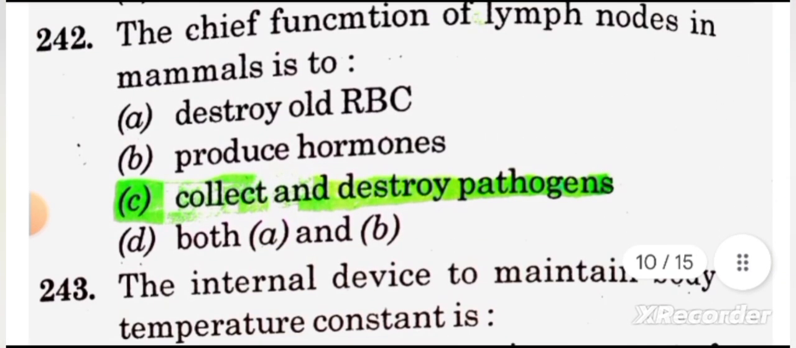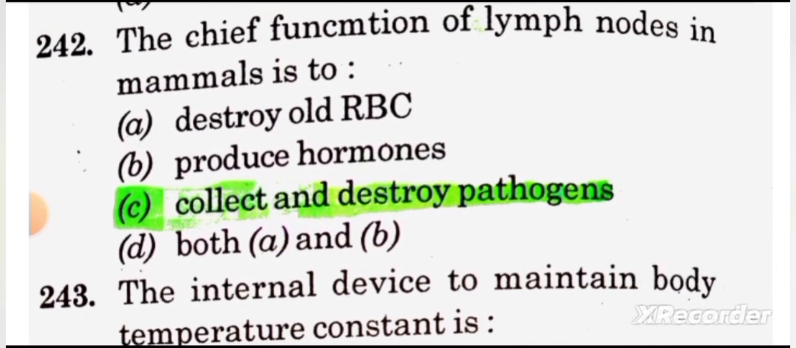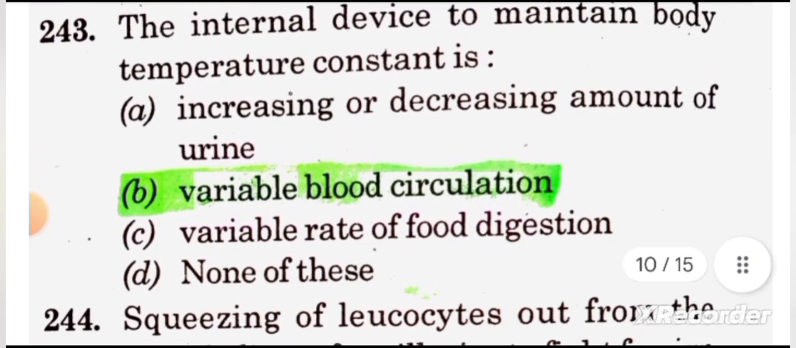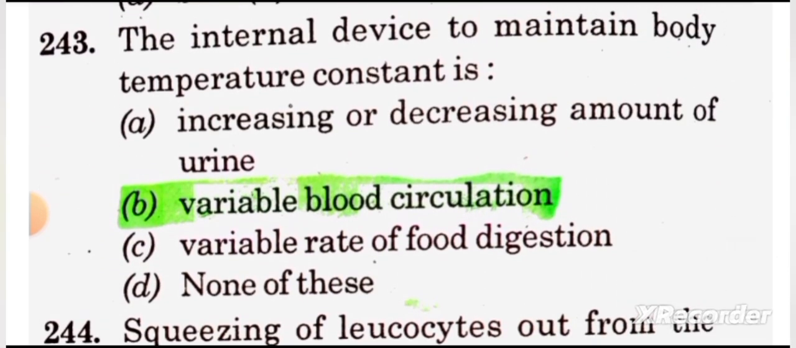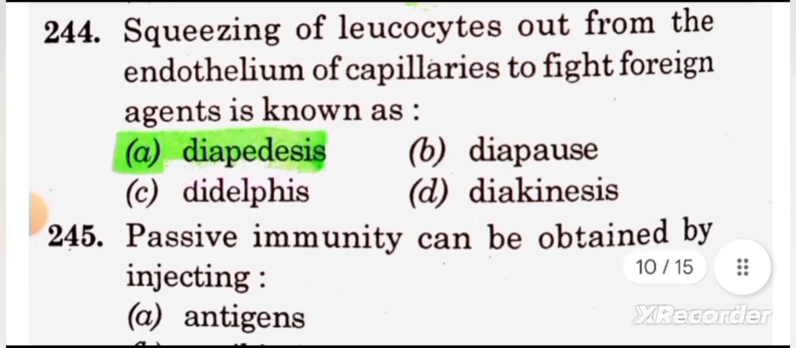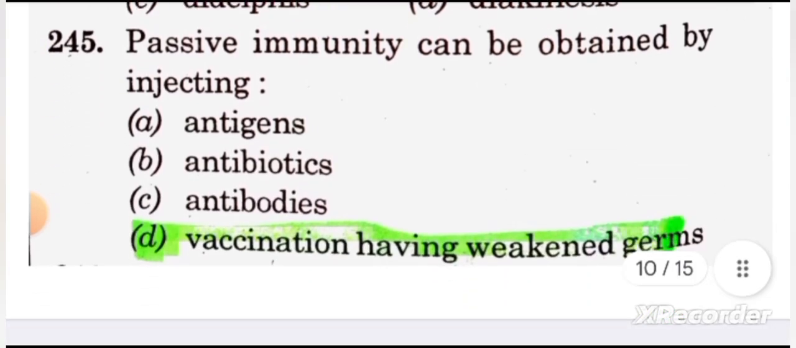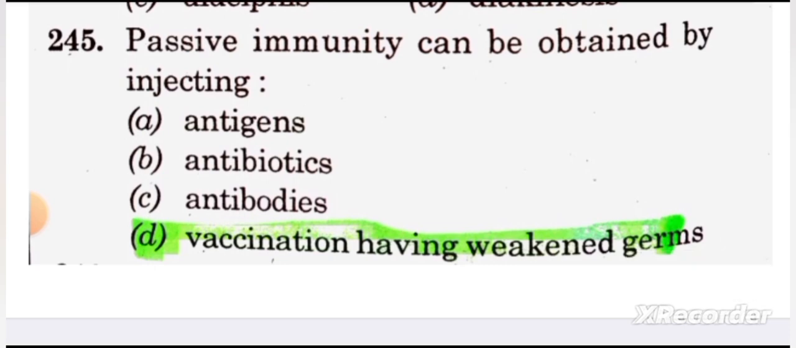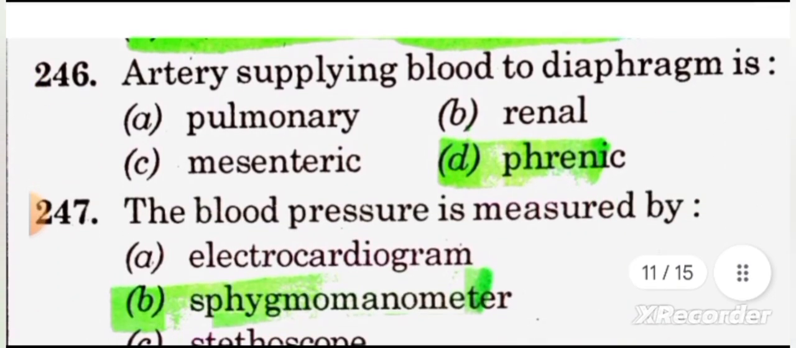Next, 242. The chief function of lymph nodes in mammals is to answer C, collect and destroy pathogens. Next, 243. The internal device to maintain body temperature constant is answer B, variable blood circulation. Next, 244. Squeezing of leukocytes out from the endothelium of capillaries to fight foreign agents is known as answer A, diapedesis. Next, 245. Passive immunity can be obtained by injecting answer D, vaccination having weakened germs.